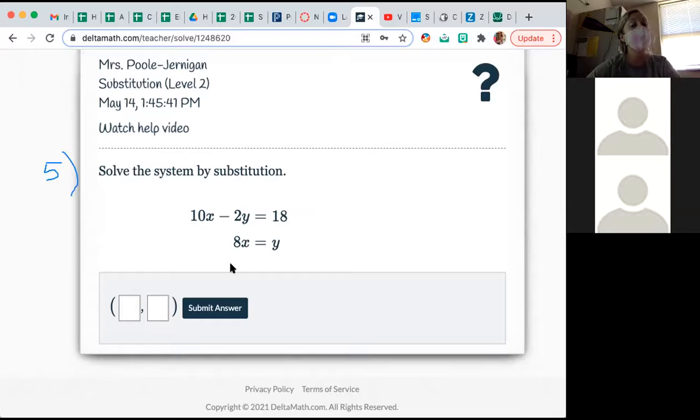If you're using substitution, does everybody see how this says y equals? Okay, so where can I go put the 8x? In for the y. So if you did that, y'all, then this is what you were left with.